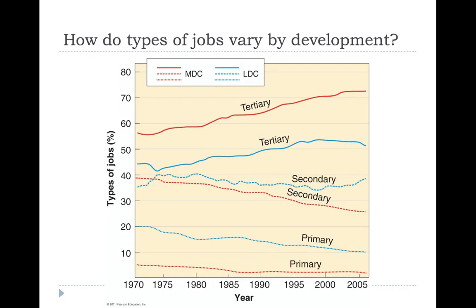Again, this is another map that shows the different types of jobs based on development over the years. So you can see that as the years have gone on, tertiary sector jobs have increased in more developed and less developed countries, and your secondary sector jobs in your more developed countries have decreased, while they have increased in your less developed countries. This is called outsourcing. It's where your more developed countries are outsourcing their processing and their manufacturing to newly industrializing or less developed countries. That's why a lot of our goods that we buy off of Amazon come from countries other than the United States.